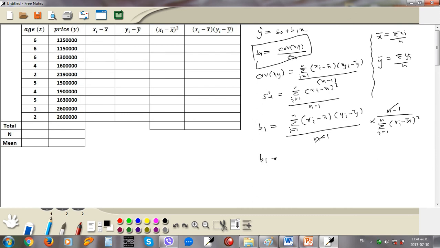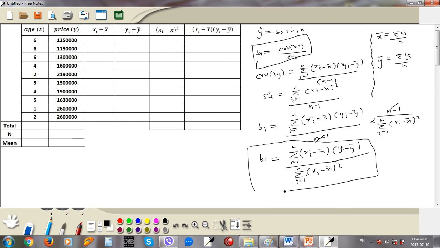Then b1 we can take as sigma i equals 1 to n, xi minus x bar, times yi minus y bar, over sigma i equals 1 to n, xi minus x bar squared. So you can directly use this equation to find b1.